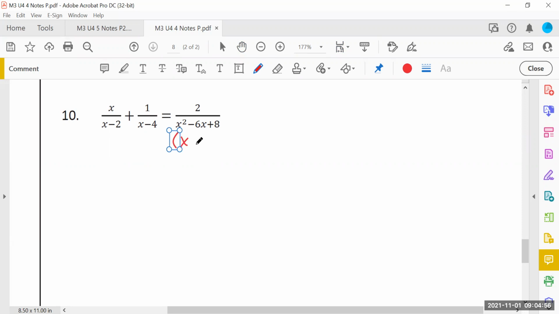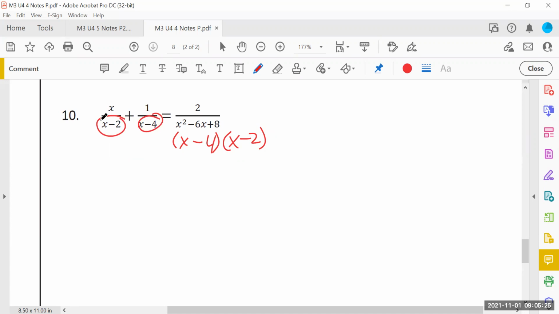I'm looking for two numbers that multiply to 8 and add to 6. Any ideas? Do you guys agree? Do 4 and 2 work there? See some head nods. 4 and 2, so x minus 4, x minus 2. And as luck would have it, these are the exact same two factors that we had before. So that is my least common denominator. It covers all of my denominators.